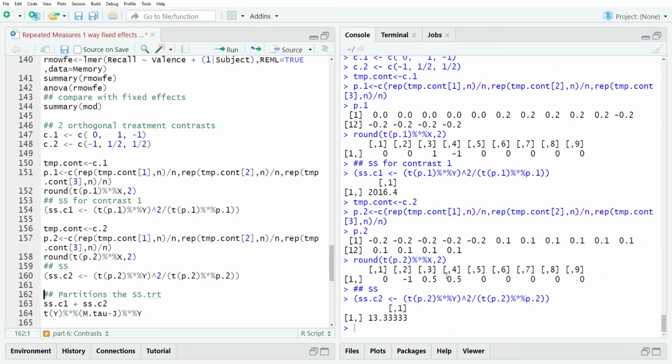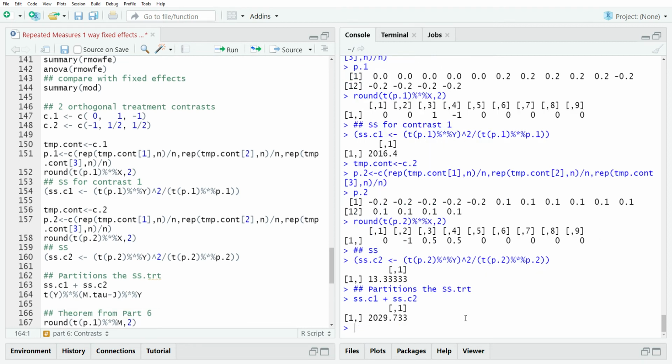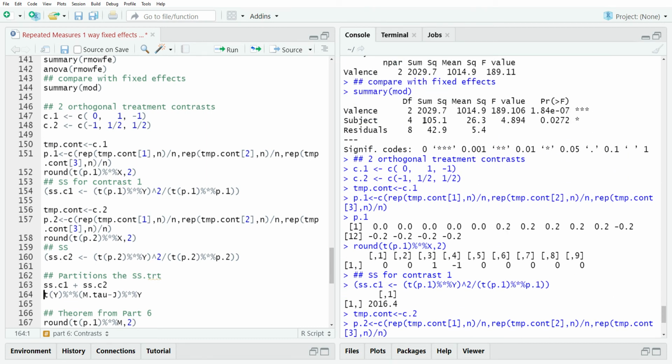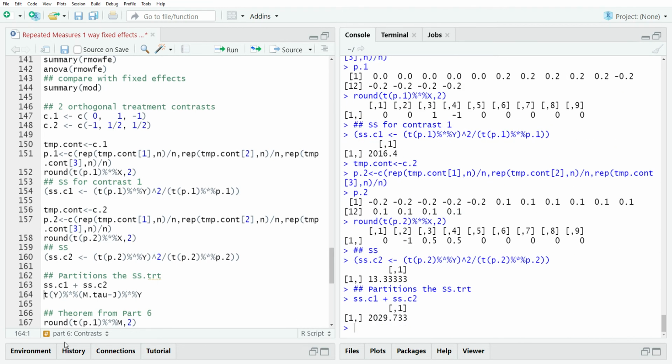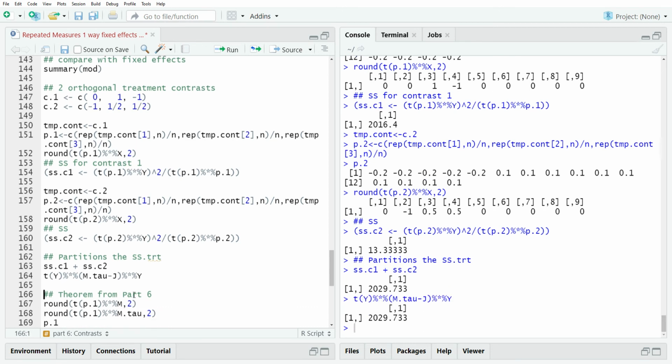And notice that when you add these 2 contrasts, you get 20,733, which is what this is, right? That's the sum of squares treatment. And we can just calculate it. It's y transpose m tau minus j y transpose. And we should get that value back, and we do.